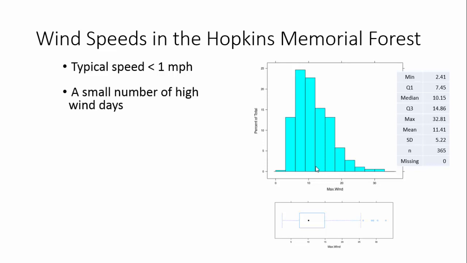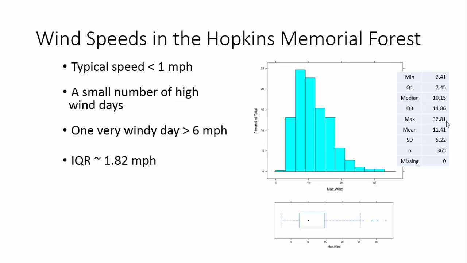There were a few high wind days up there where we got up to more than 20 miles per hour at some point during the day, and there was one particularly windy day. We can look at the five-number summary, right? The maximum was 32 miles per hour. It got up to 32 miles per hour that day. That was the strongest wind they saw that year.